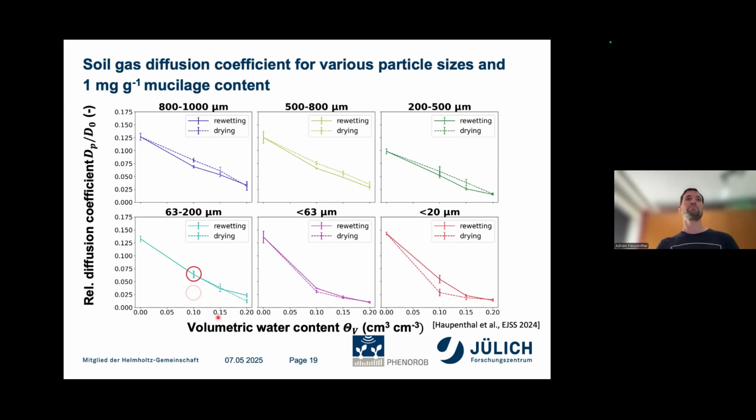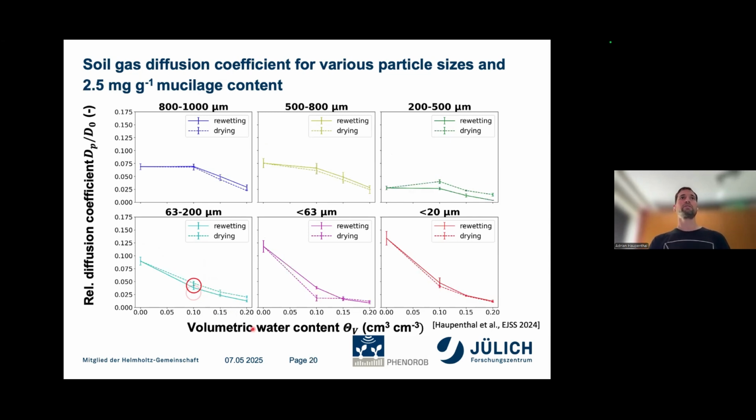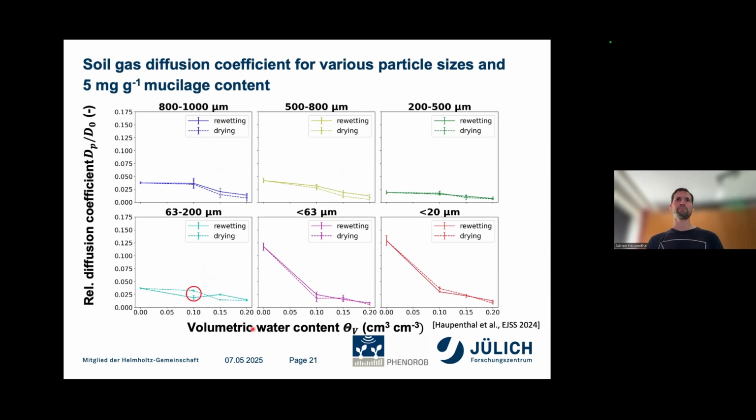And if I add more mucilage, so we have now 1 milligram of mucilage per gram of soil, here we could see that it really increased during the drying phase, now matching the value during rewetting, and the hysteresis effect diminished. And with the further addition of mucilage, with 2.5 milligram per gram of soil, the diffusion is reduced again. And you can see at the highest content that even in the dry phase, we have here for the fine-sized sandy particles almost the same effect as the addition of water at the volumetric water content of 10%.